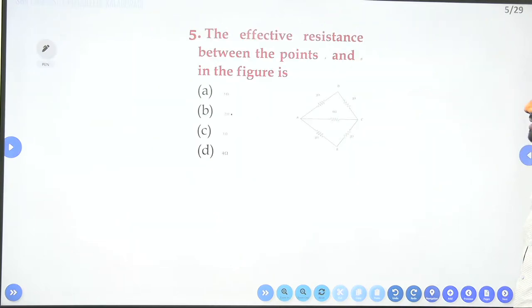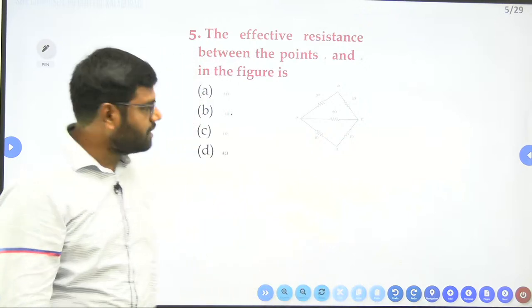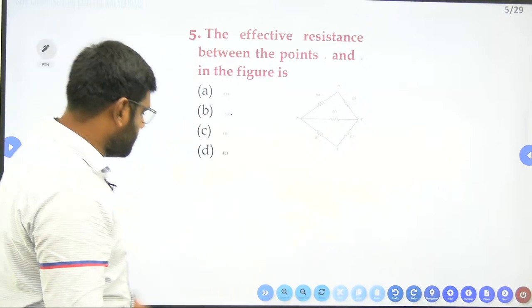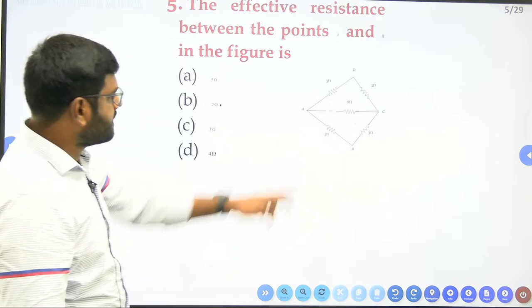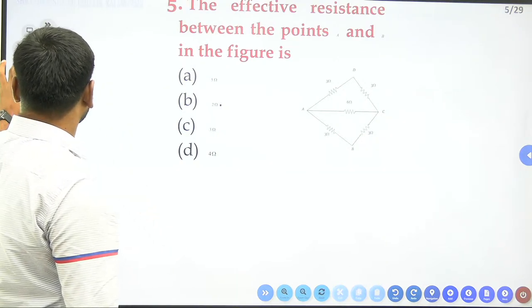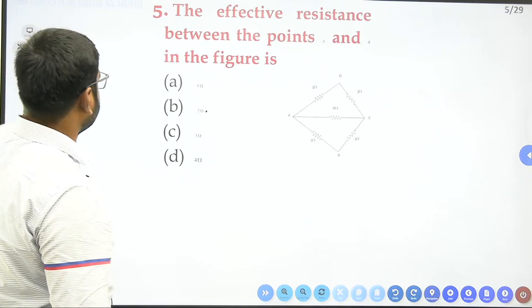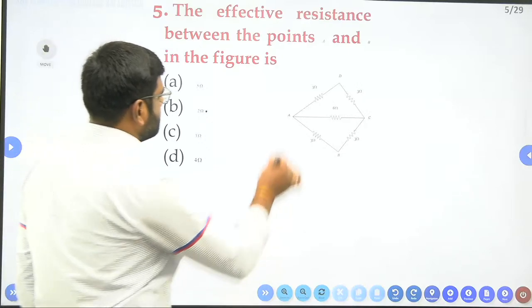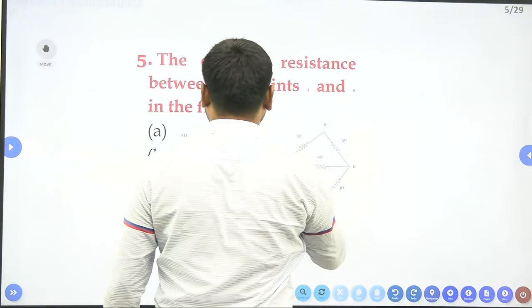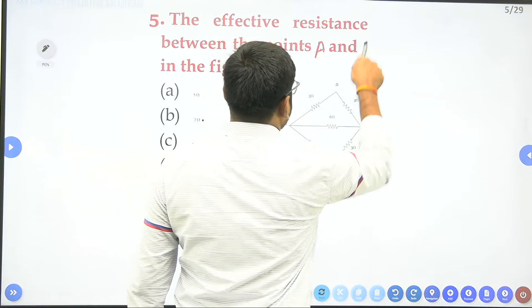The next question is the diagram they have given. Is the diagram visible? You have to observe here. This is the diagram. So here, the question: the effective resistance between the point A and B. Here the point A, point B.